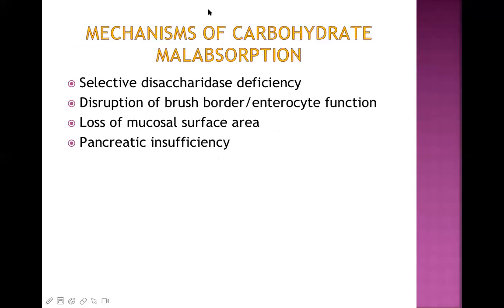What about mechanisms of carbohydrate malabsorption now? Selective disaccharidase deficiency, it is present in the villi. Disruption of brush border or enterocyte function, see there, problem with epithelium. Loss of mucosal surface area, either due to celiac disease because of loss of villi or because of gut resection. And pancreatic insufficiency again. Where is the amylase enzyme if pancreas is not functioning? Without amylase enzyme, carbohydrate cannot be digested and absorbed.